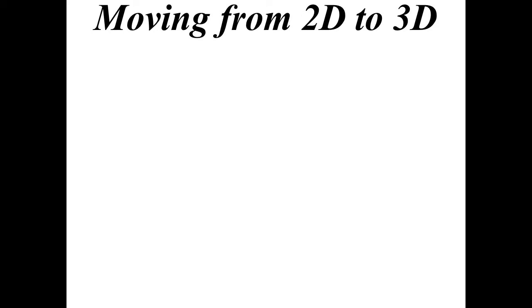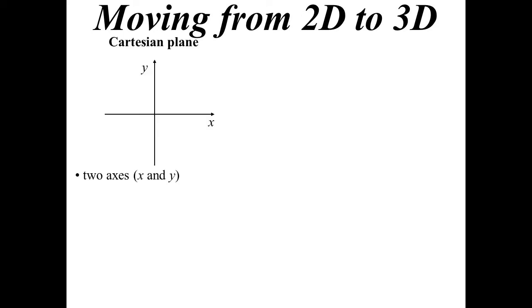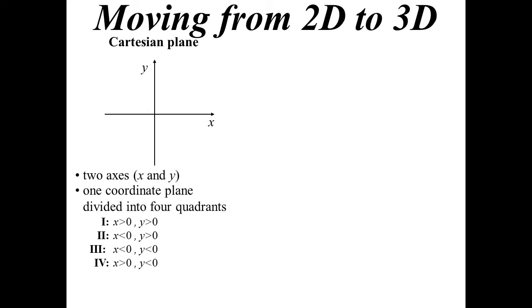Okay, so we're going to move our thinking from 2 dimensions to 3 dimensions. In 2 dimensions, we have our Cartesian plane. We have 2 axes, the x and the y axes. The coordinate plane divides it up into 4 quadrants, the first quadrant, second quadrant, third quadrant, fourth quadrant, defined as we usually have them. So that's 2 dimensions. A single point on there can be represented by what we call an ordered pair.